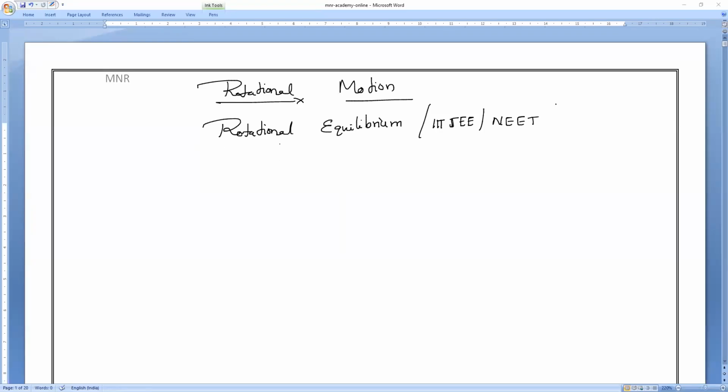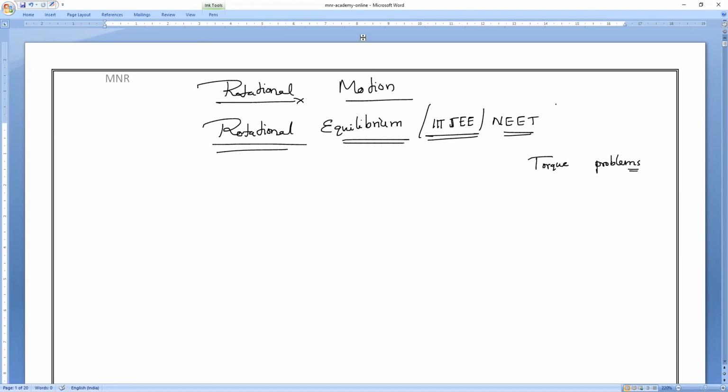So in today's class, we are going to start the next concept, that is rotational equilibrium. This is the most important one for IIT, JEE and as well as NEET. In this lecture, we will solve the questions related to torque, so that is torque problems also.